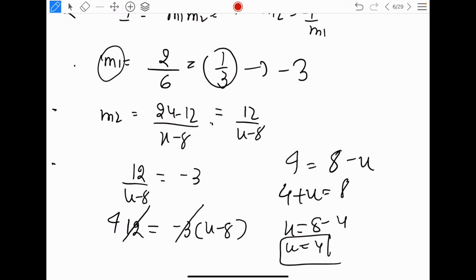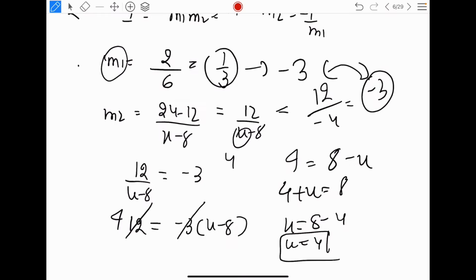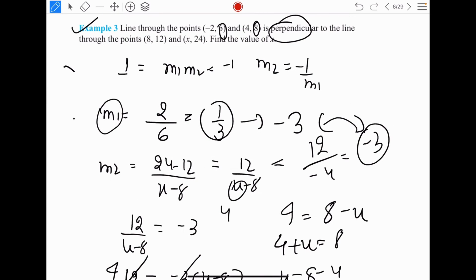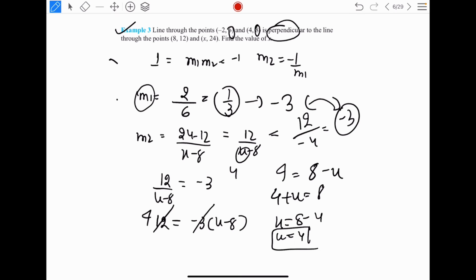You can verify here as well. Put x is equal to 4 here. So this is going to be 12 upon 4 minus 8, that is 12 upon minus 4, which is going to be minus 3. And that is what we need to find. Clear? So the value of x for which the lines are perpendicular will be 4. The reason: for perpendicular lines, slopes are negative reciprocals, m2 is minus 1 upon m1. That's it.